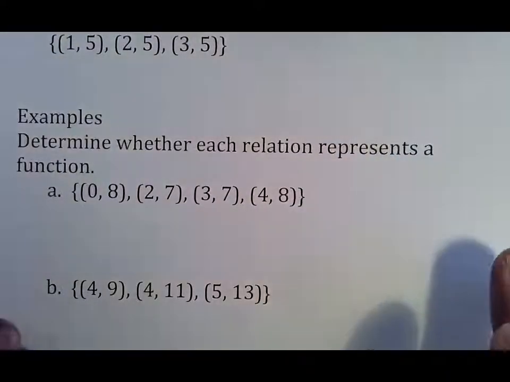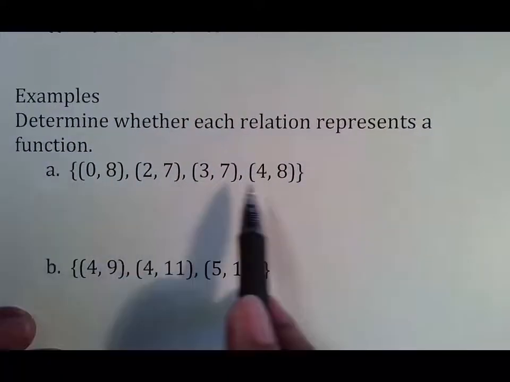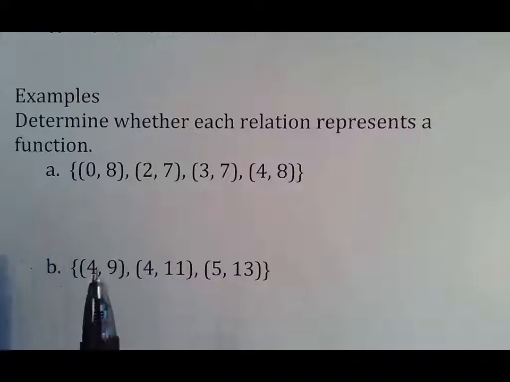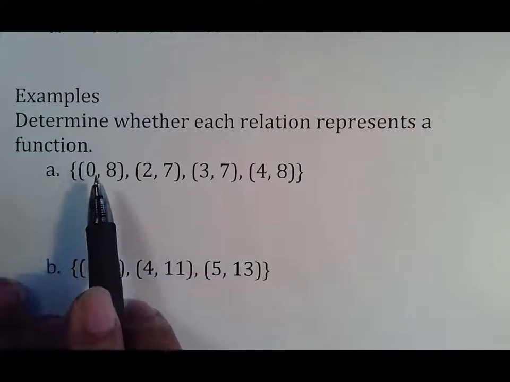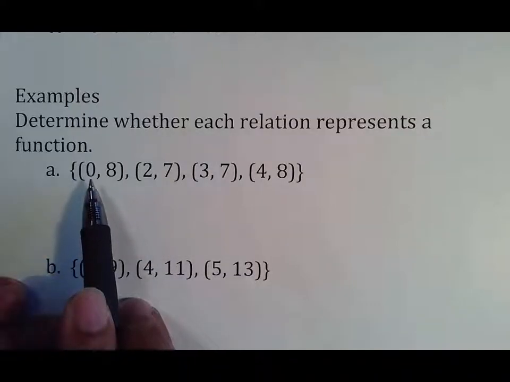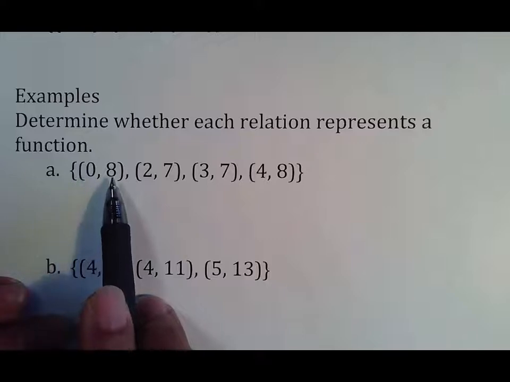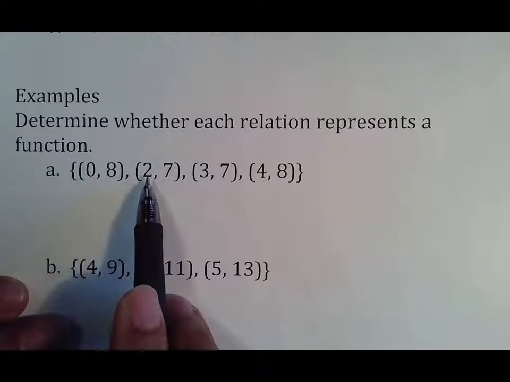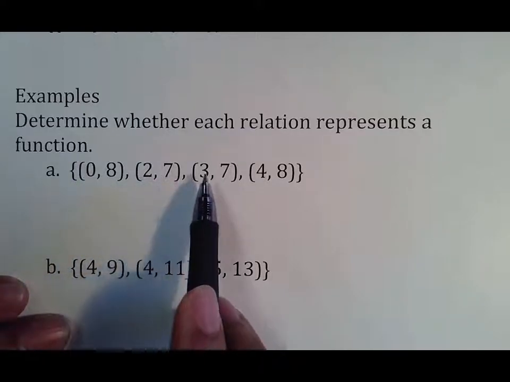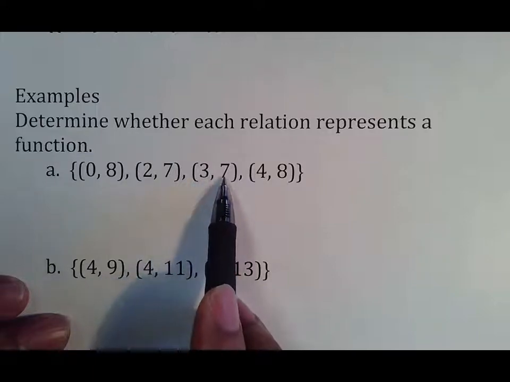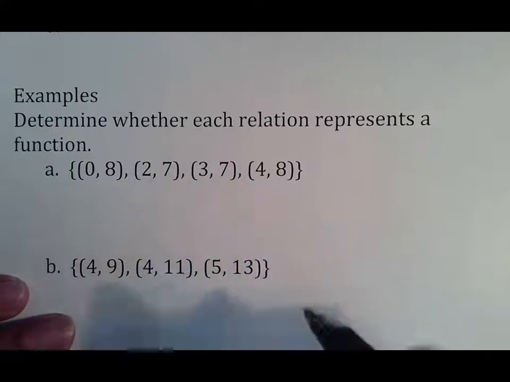That's not the best example, but I think these will help out at least a little bit with your understanding. When you're looking at this relation, your question is, do I know exactly where x is going to end up? Do I know exactly what 0 is going to be related to? Yes, 0 is going to go to 8. That's it. Do I know exactly where 2 is going to go? Yes, it's going to go to 7. Do I know exactly where 3 is going to go? Yes, it's going to go to 7. 4 is also going to go to 8.